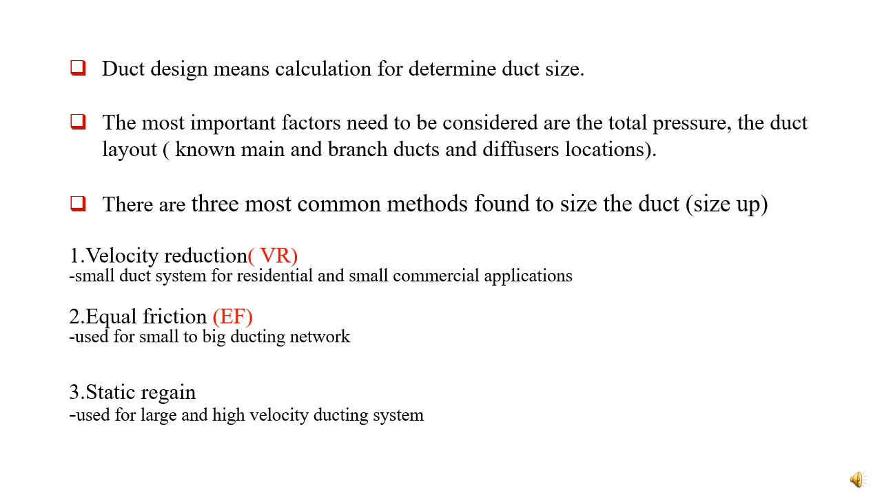And like its name, equal friction method means that for the whole system, for the most part of the system, we should assume a friction loss rate which is equal for all parts of the system, except for a certain part, like I said, before and after a filter. Then we use only for that part the method that we call velocity reduction method.